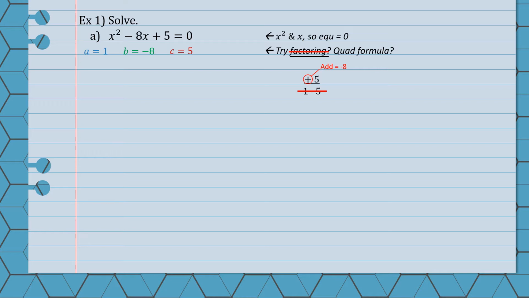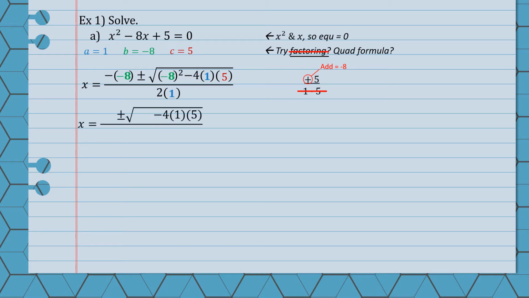Now that we've identified the values, we're ready to plug them into the quadratic formula. You must use parentheses. Take the time now to plug in the appropriate values. Now that the values are plugged into the formula, we need to carefully simplify. Out in front, we have what looks to be the opposite of negative 8, and the opposite of negative 8 is a positive 8.